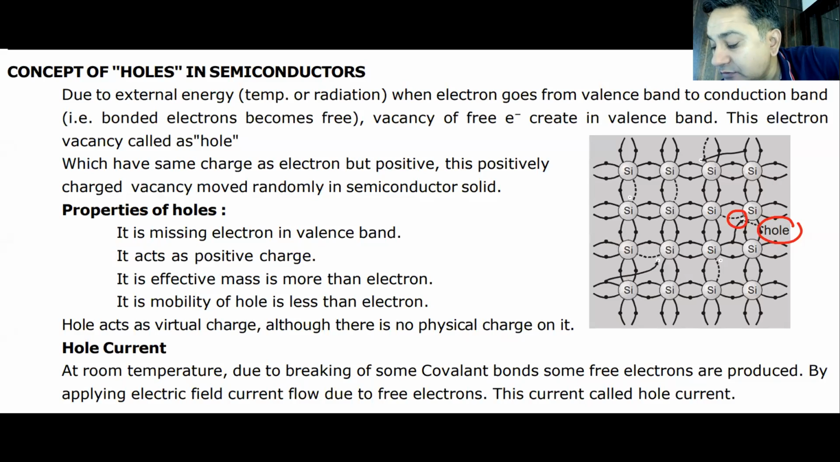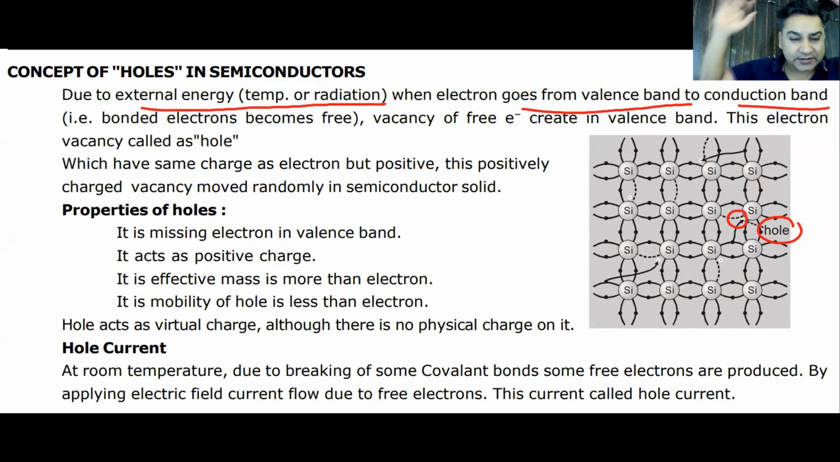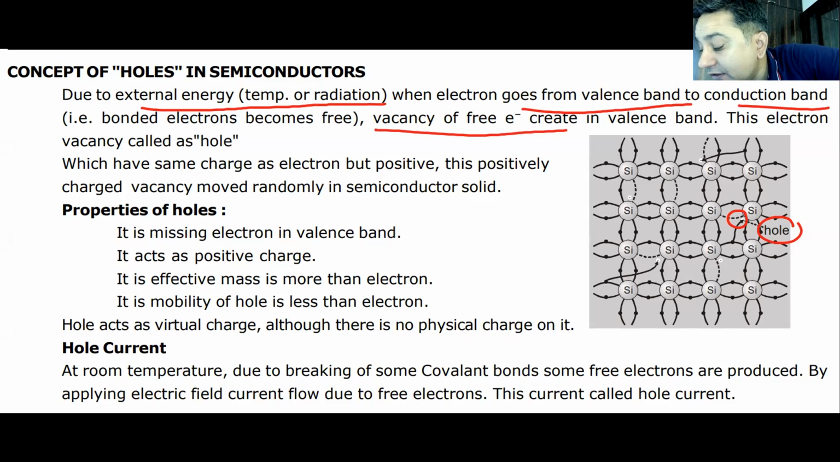What is a hole then? Due to external energy, temperature, radiation, an electron will jump from the valence band to the conduction band. Do we understand this? Free electrons. If I heat up this semiconductor, particularly semiconductors we are talking about here, some electrons will jump from valence band to conduction band. Yes or no? Yes, sir. Because of this, there will be a vacancy. One electron, let us say, has jumped from the valence band to the conduction band, so there is a deficiency or vacancy of one electron. Yes or no?